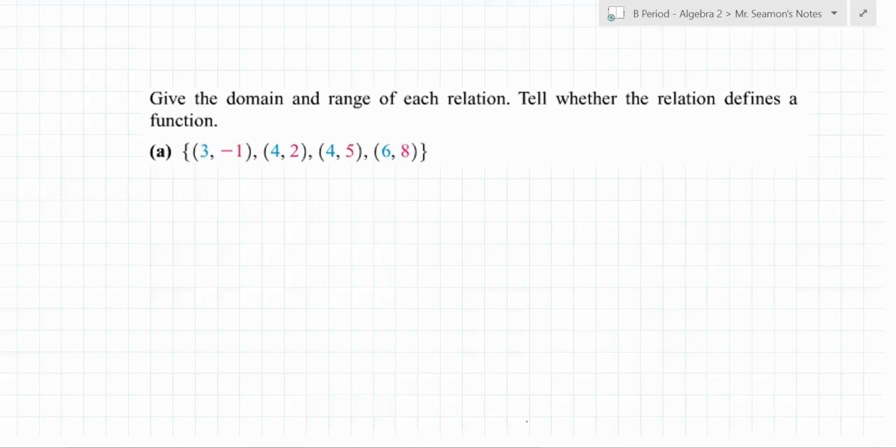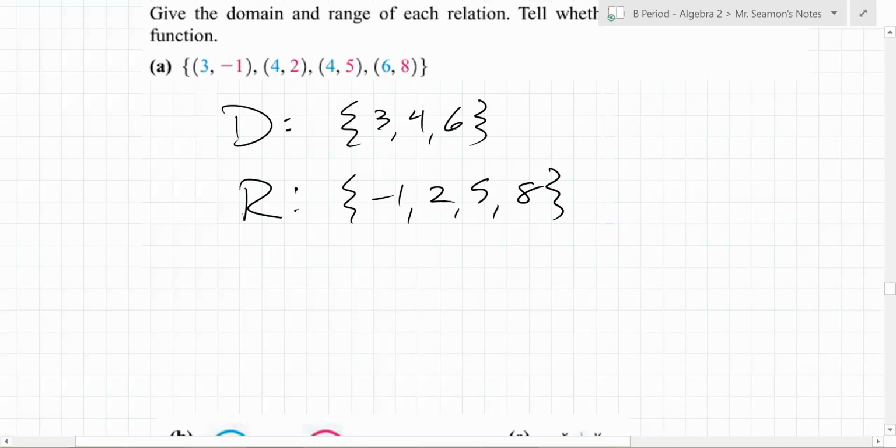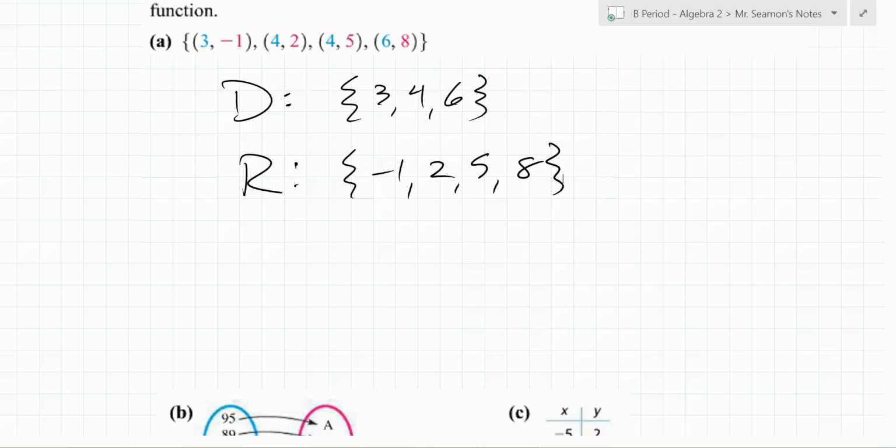Yes, so if I gave you this question and I said, what's the domain? You would say 3, 4, 6. What's the range? Negative 1, 2, 5, and 8. That's what you would say. Yes, absolutely. As long as you understand conceptually what domain is and conceptually what range is, the answer doesn't change. Gabby came up with something that's going to be a huge thing.